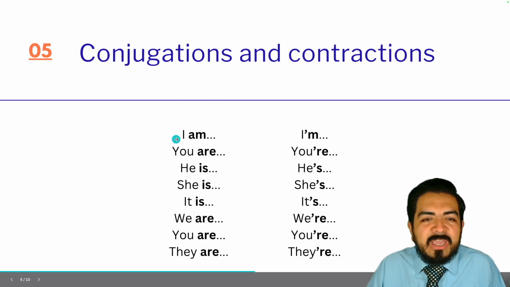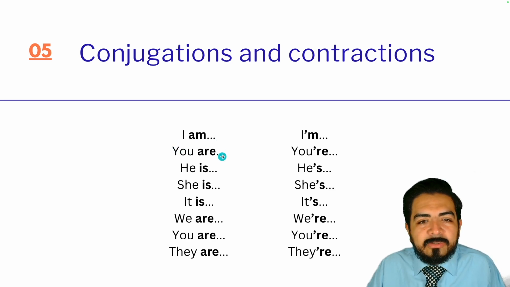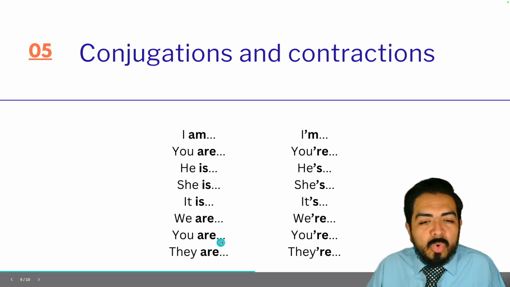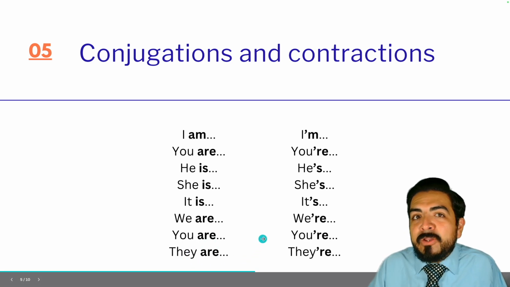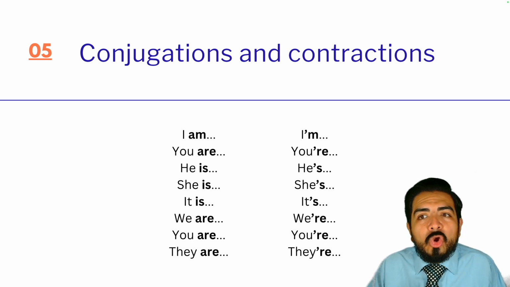Here we have them. I am. Repeat after me. I am. You are. He is. She is. It is. We are. You are. And they are. Okay? But normally in real life situations we use contractions.